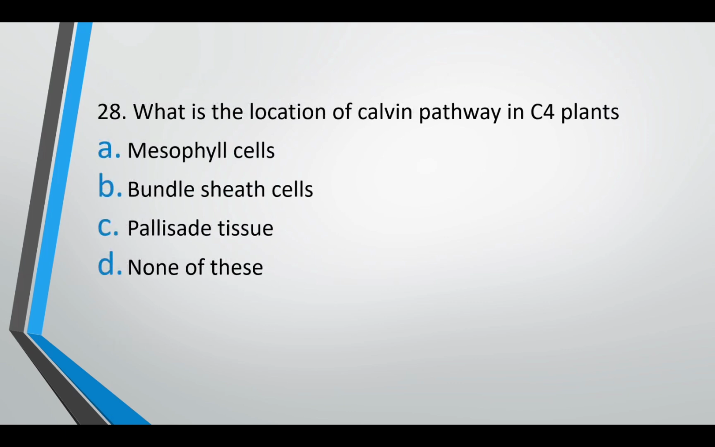What is the location of Calvin pathway in C4 plants? Mesophyll cells, bundle sheath cells, palisade tissue, none of these. Correct answer is option B, that is bundle sheath cells.